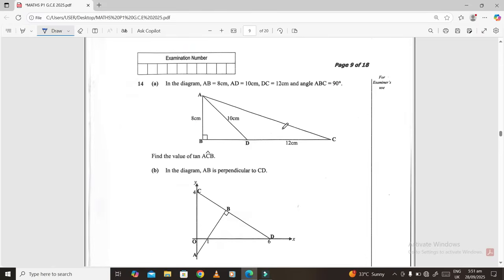So we now go to question 14. Question 14: in the diagram, AB is 8 centimeters, AD is 10 centimeters, DC is 12 centimeters, and angle ABC is 90 degrees. Find the value of tan ACB.